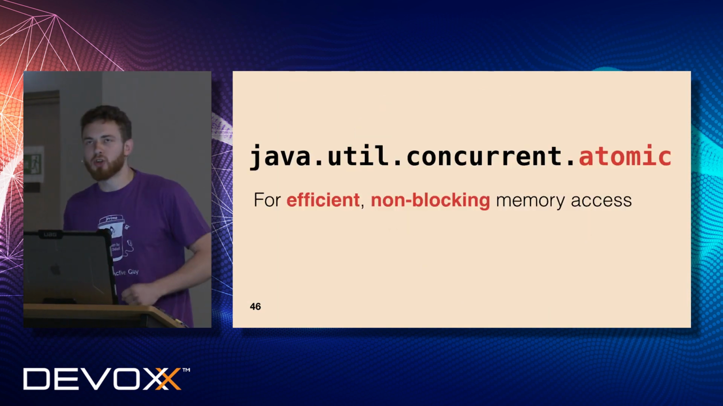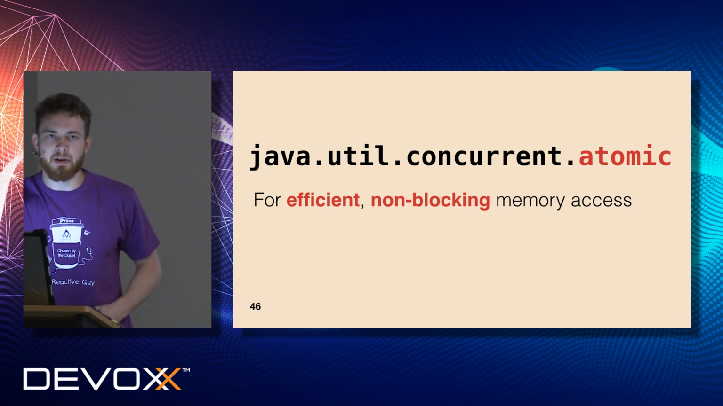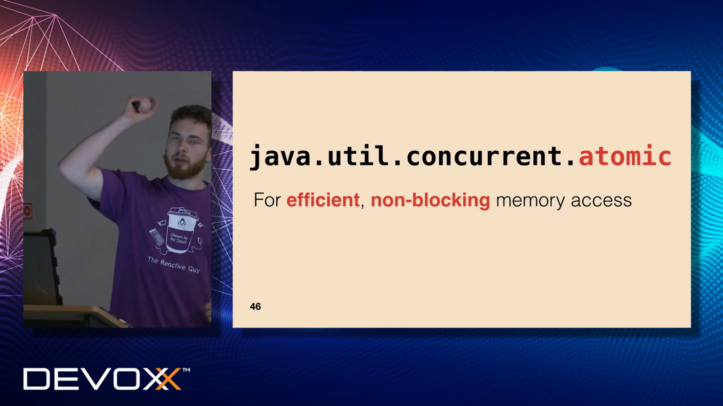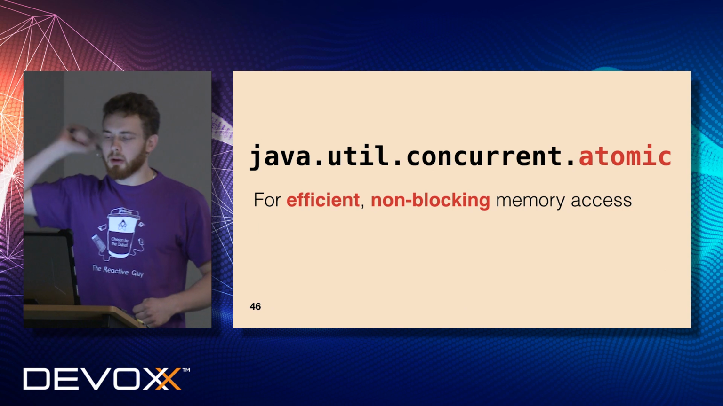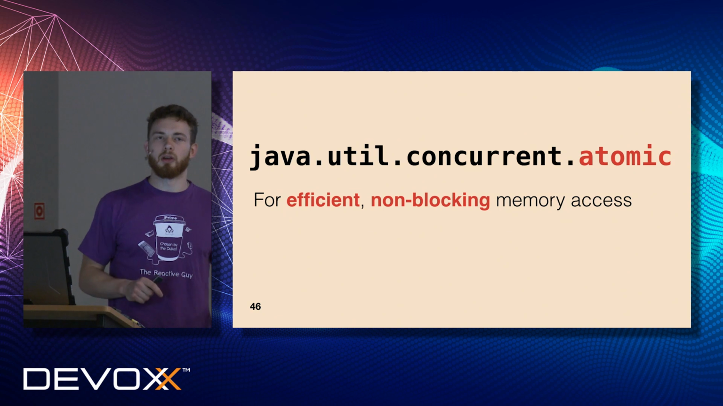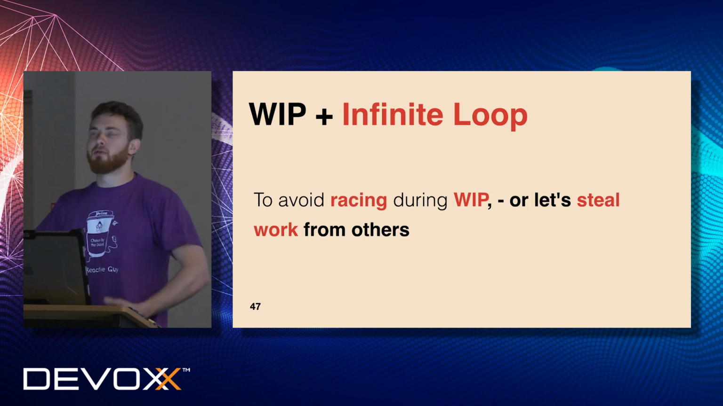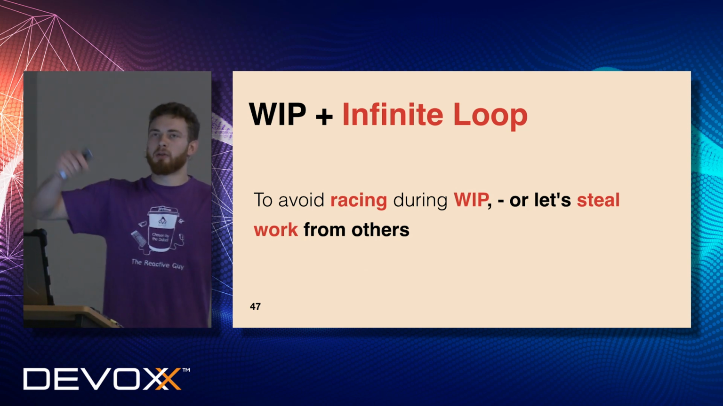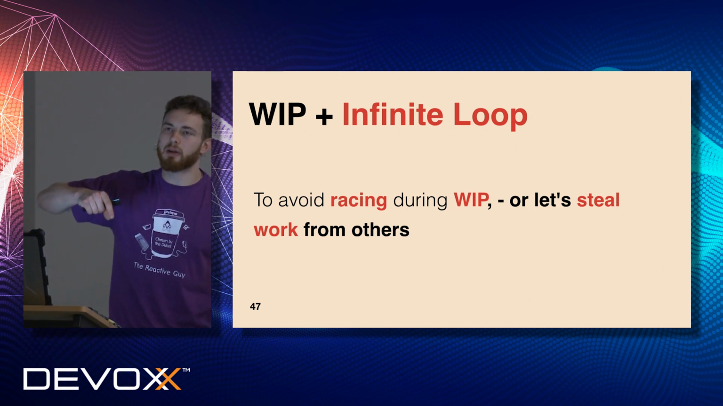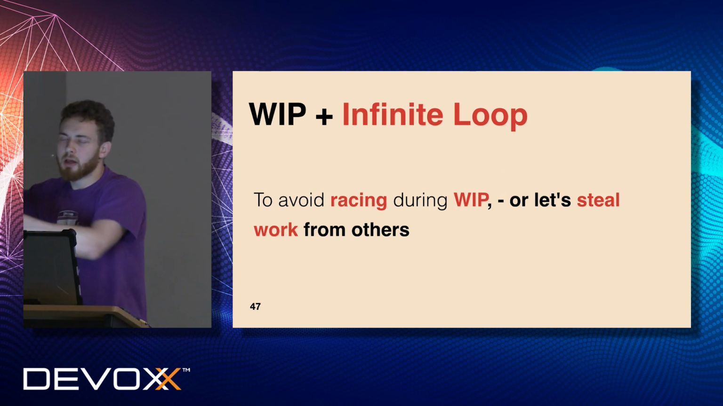So let's do a short summary. First of all, if we want to build an efficient, multi-threaded, concurrent implementation of our publisher or any other solution, use non-blocking and efficient memory access from the concurrent atomic package in the standard JDK. Then, in order to avoid any kind of racing, there is the most common pattern, an infinite loop plus something. In the first case it is an infinite loop plus work in progress, which allows us to prevent multiple threads from trying to run the same action concurrently.